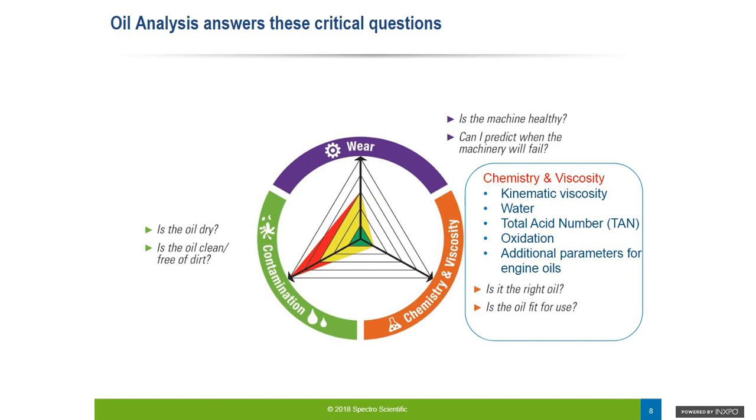More recently, the prescriptive maintenance world might ask another question, which is, well, I can predict now when my machinery will fail. What can I do about it? So that subject we'll come back to in the second half of this presentation. For now, let's take a close look at these categories and the underlying parameters. For chemistry and viscosity, we have water, acid number, oxidation. For engine oils, there are other parameters.